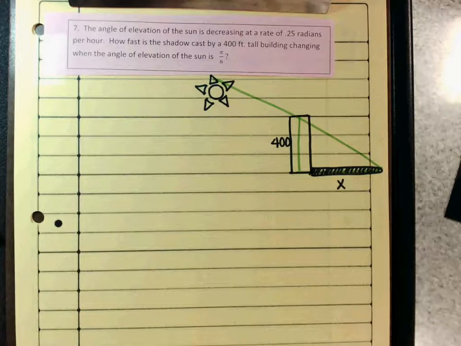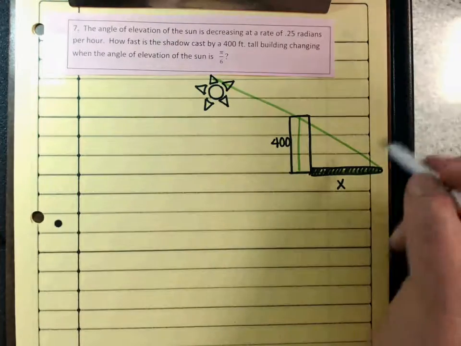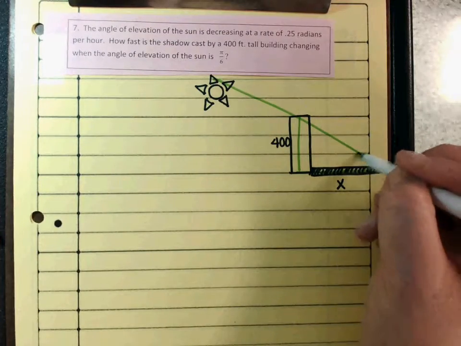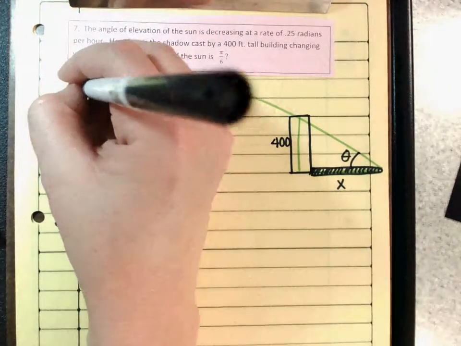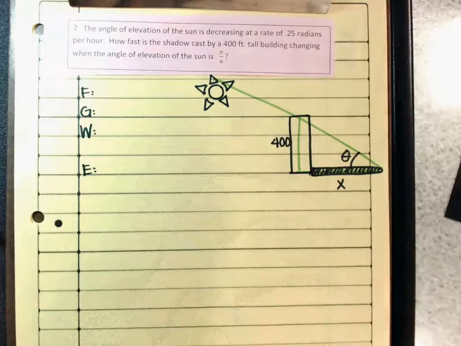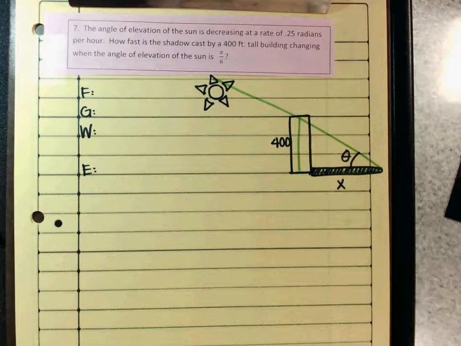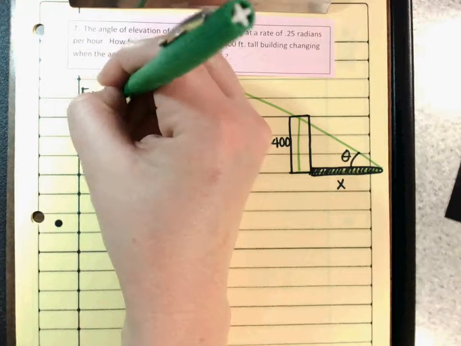Then from there, where's my theta if it's the angle of elevation? Is it this one or this one? Top or bottom? Angle of elevation would be measured from the ground, so it would be right there. Okay, so find given when. And then I want you to pick your equation. Remember your choices are still sine, cosine, and tangent. How fast is the shadow changing? What's that? dx/dt. What's our given?